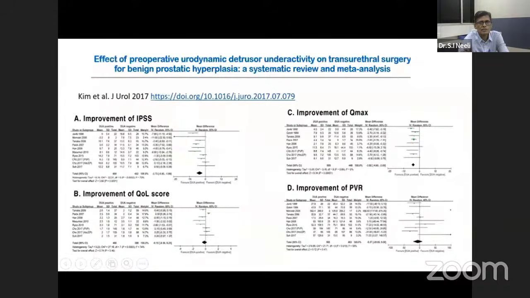So why do we do urodynamics? Urodynamics help us to find out underactive detrusor in patients who have poor outcomes. For example, if the urodynamics identifies preoperatively poor detrusor activity or detrusor underactivity, then if such a patient is subjected to surgery, they have poor improvement in the IPSS. The outcome is very poor. The improvement in quality of life is also not good. The improvement in Qmax is also not up to the mark, and the improvement in PVR is also less, as depicted by this systematic review and by the forest plot graphs.